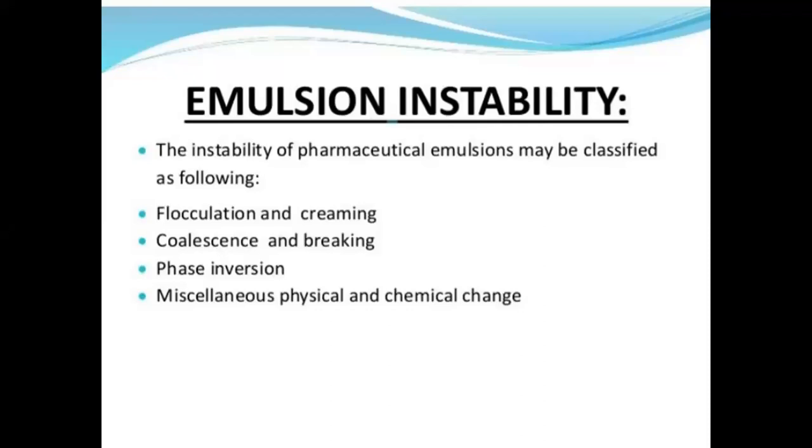Screen is visible to all. Yes, ma'am. So first one, flocculation and creaming. Then second, coalescence and breaking, phase inversion, and physical and chemical change. Because of these changes during storage, म्हणजे stability of emulsion वर हे factors affect करतात. If the storage condition is not properly maintained, then these defects occur, such as flocculation, creaming, coalescence, then phase inversion.